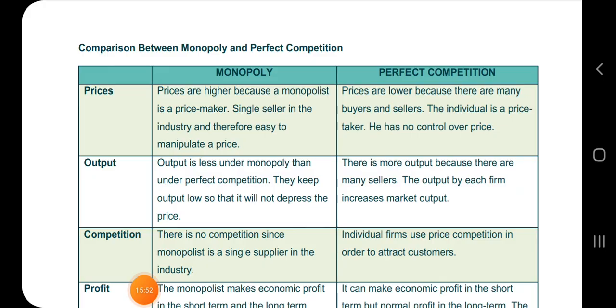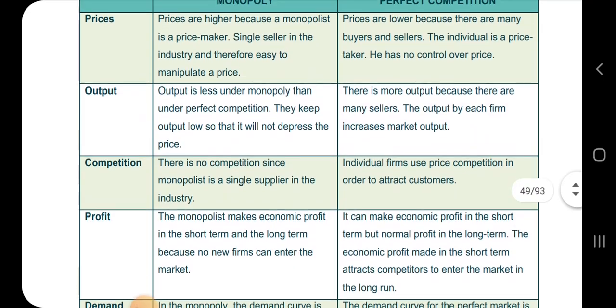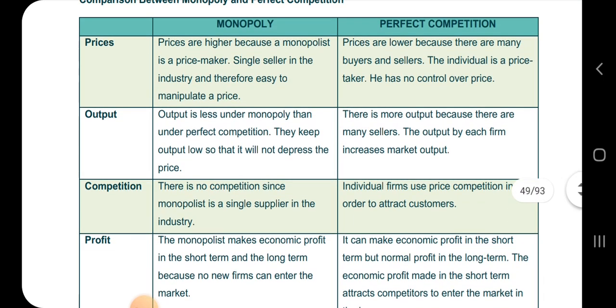Now, let's do a comparison between monopoly and perfect competition. The comparison is done through price, output, competition, profit, and demand. So here we are. Prices are higher because a monopoly is a price maker.